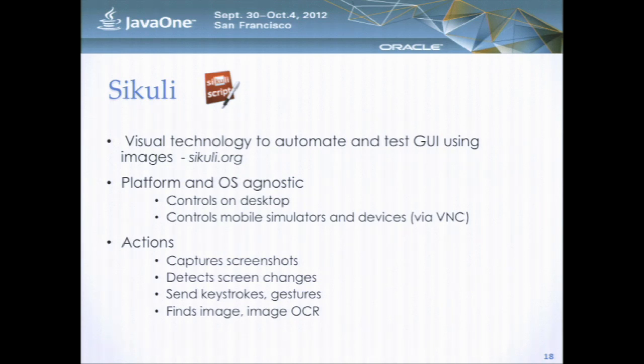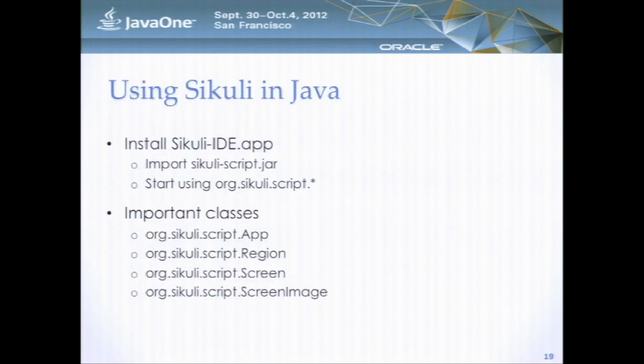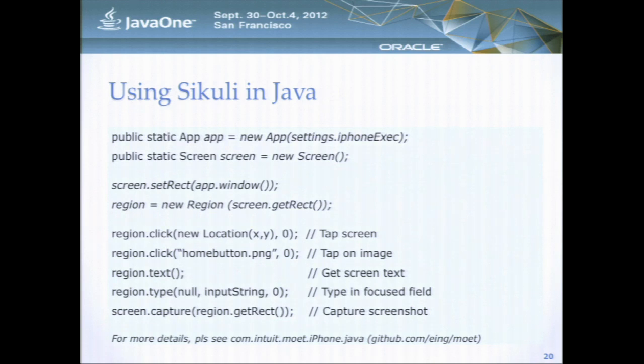How do you use Sikuli in Java? The one thing you want to do is install the IDE. You have to install the IDE. It's not just a Jar file, because it has quite a few dynamic libraries, runtime linking libraries that you need to link to. And then once you install the app, you want to import the script Jar file and start using the APIs in the script class. A couple of important classes here. Let's take a look at how we can actually use Sikuli in Java.